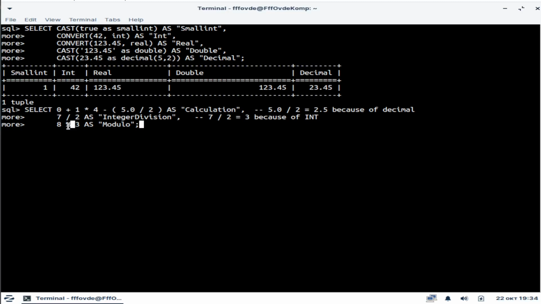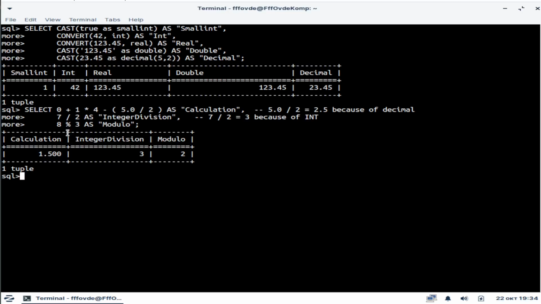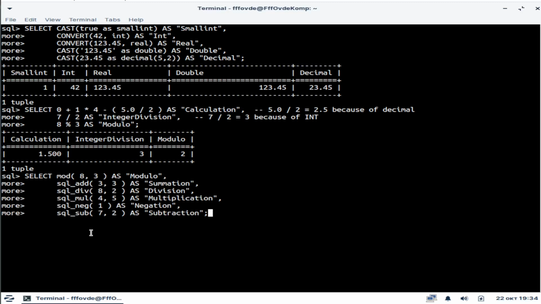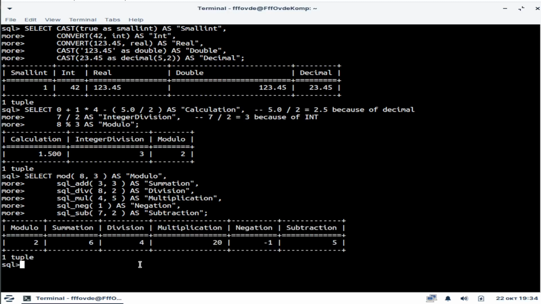And this here is the operator for modulo. If we run this statement, then we can see that 8 modulo 3 will return a remainder of 2. Now, besides using these traditional operators, we can also use functions. For each traditional arithmetic operator, we have a function as a counterpart: for modulo, addition, division, multiplication, negation, and subtraction. So we can run this, and we would get the same result we could get with traditional mathematical operators. I will now clear my screen.